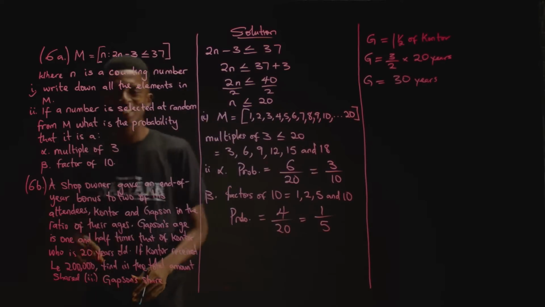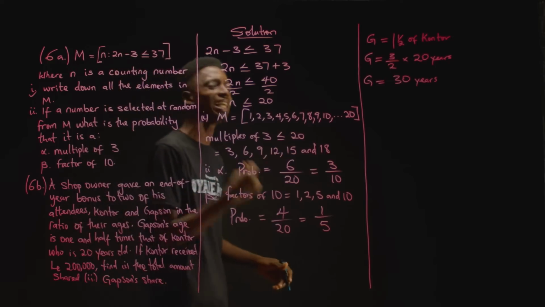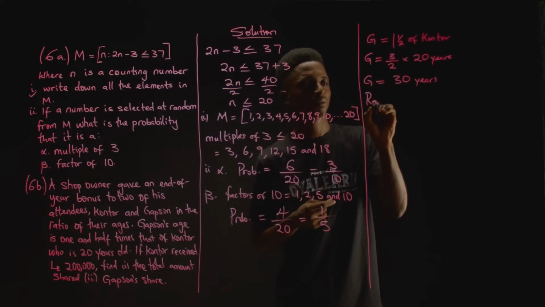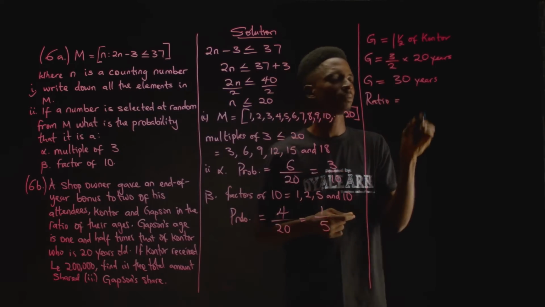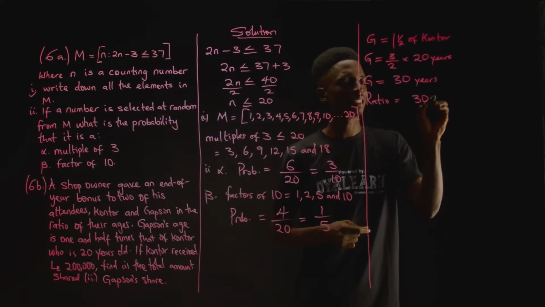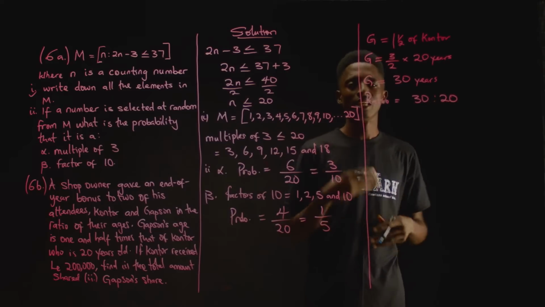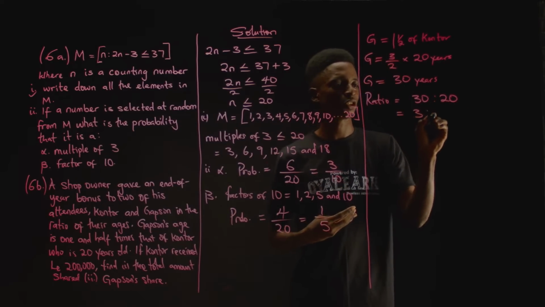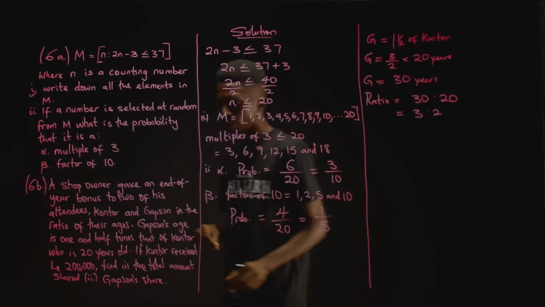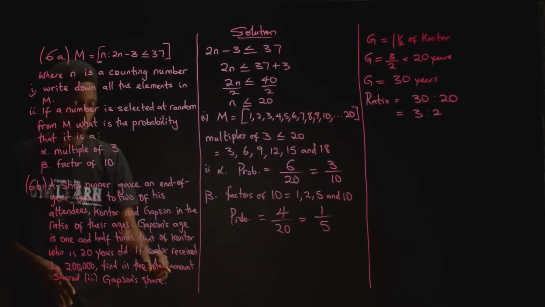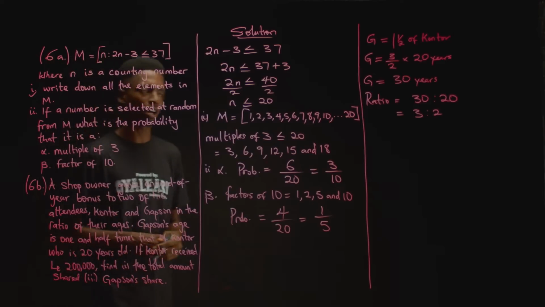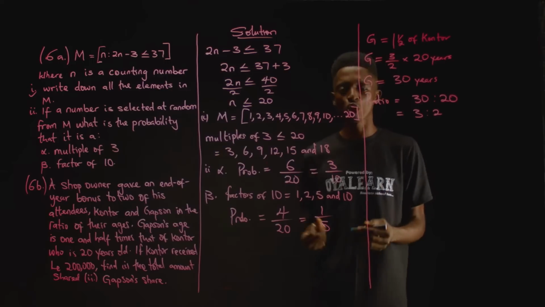And the question says that the amount was shared in the ratio of their ages. So the ratio is then 30 ratio 20. And this is divisible by 10. That is, we can then write it as 3 ratio 2. Now, the first part says we should find the total amount shared if Contour received 200,000. So let's find Contour's share.